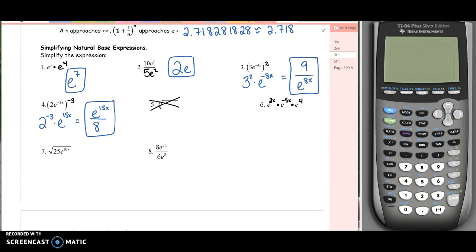We're skipping number 5 and doing e to the 2x times e to the negative 5x times e to the fourth. What do you do with the exponents when you're multiplying? You add the exponents. So we have e to the 2x plus a negative 5x plus 4. Combine your like terms. We have e to the negative 3x plus 4. Now, technically, negative exponents move, but do you see how this isn't just a negative exponent? It's an expression. We're going to leave it like this.